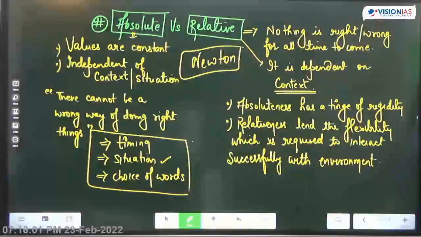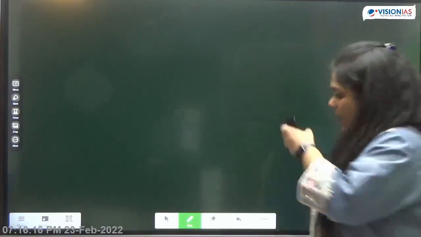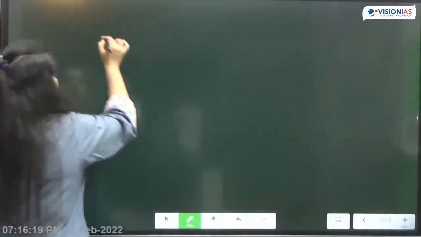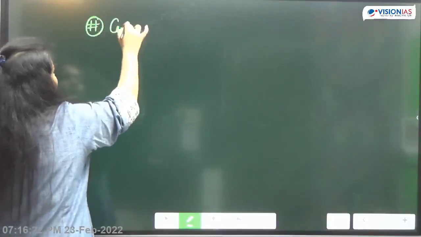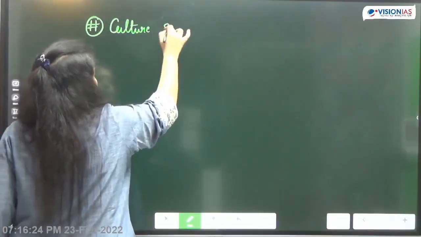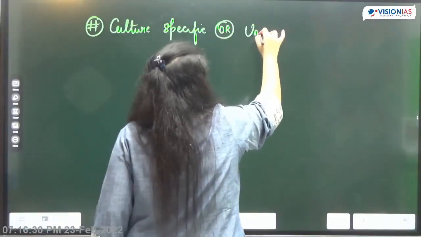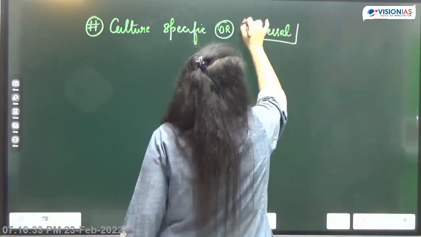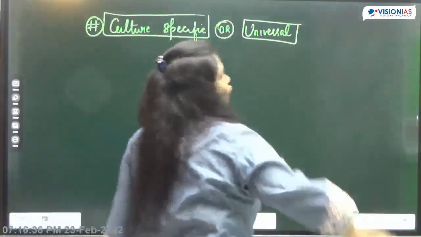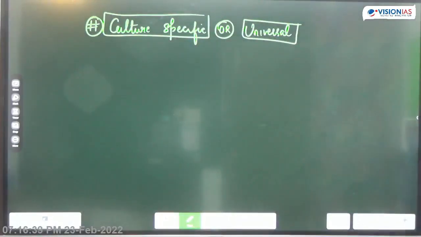Next. So do you have enough examples now? You can quote cinema, you can quote mythology, you can quote fictional examples also to justify your point. Is that clear? Next, culture specific or universal? Are values culture specific or are values universal? That is, are they transcending the boundaries of different cultures?